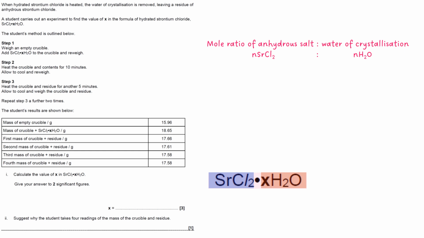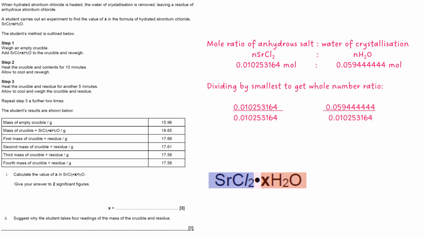So we want the mole ratio of anhydrous salt to water of crystallization. So putting those two numbers in, we divide by the smallest to get the whole number ratio. Okay, so 5.79 is slightly below 6, but looking closely at what the instructions give us, it says give your answer to two significant figures. So I'm going to change that to 5.8, which I put down there as X.